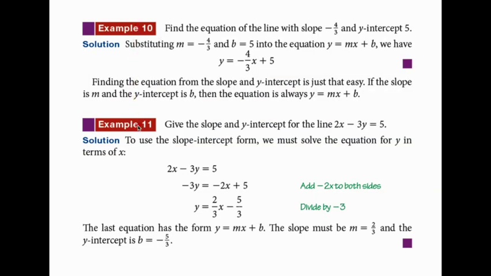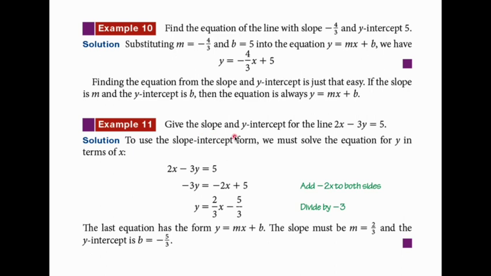Looking at example 10 and example 11, these should be pretty easy. It says find the equation of the line with a slope of negative 4/3 and a y-intercept of 5. So here is our slope-intercept form of the line. Since this is the slope, which is equal to m, we're going to plug that in here. And since the y-intercept is our b, we're going to plug that in here. And then we get the result here of y equals negative 4/3 x plus 5.